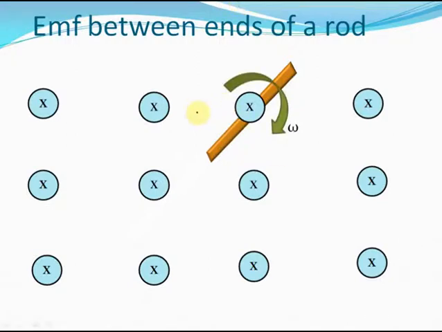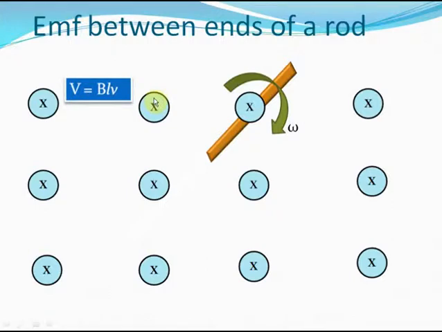If you consider this as the starting point, clearly, as the rod rotates, the net area covered by the rod keeps on changing, isn't it? This is the net area covered by the rod. So the magnetic flux because of the rod keeps on changing as the rod rotates. In this case also, we can use the same formula.